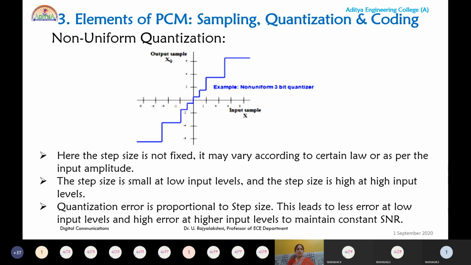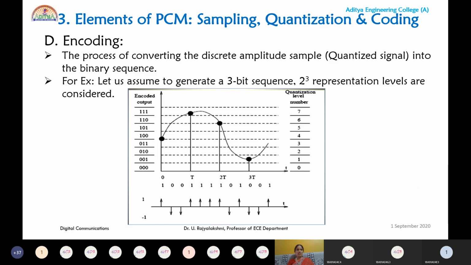Now let us move to the next slide. What is the basic difference between uniform and non-uniform? In uniform we will have uniform or fixed step size, but in the case of non-uniform, if you observe the graph, you can see for low level input signals you will have low step size, and for high level input signals you will have high step size. This leads to a uniform SNR. So non-uniform quantization generates constant SNR. All these things we studied in the last class.